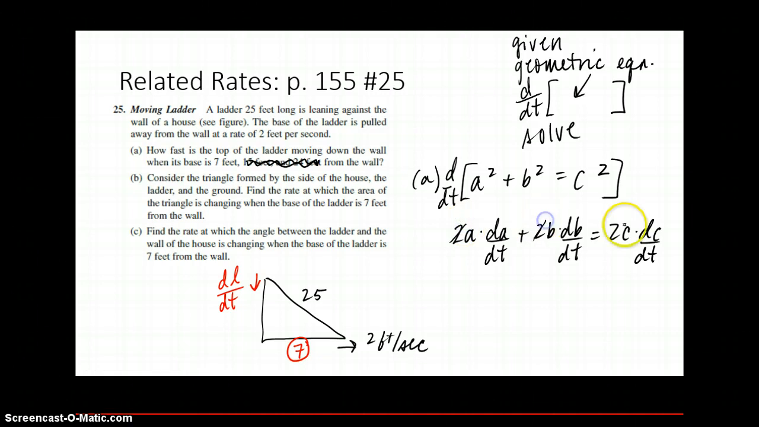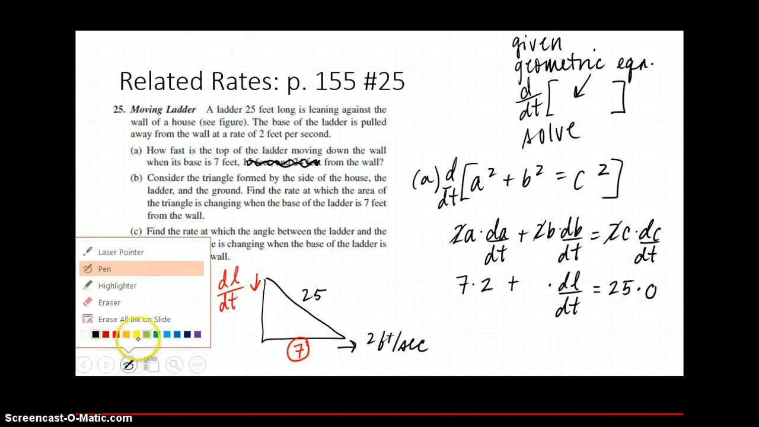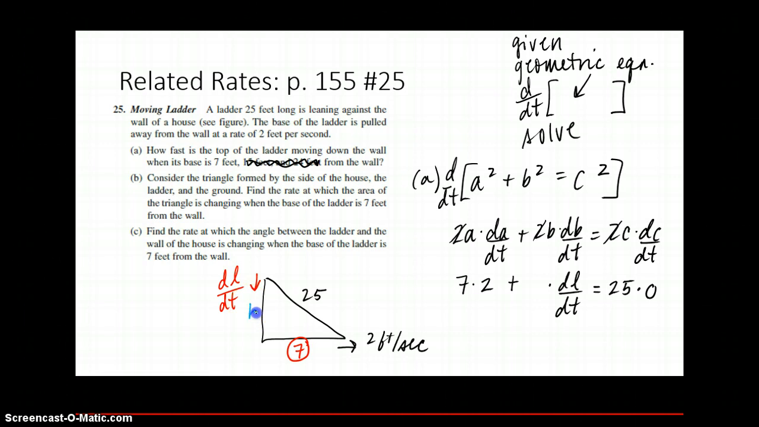Okay, all the 2's will cancel each other out, and now let's start filling in our information. A and B just represent the side lengths. I know that when the ladder is 7 feet from the house, it's moving away at a rate of 2 feet per second. I'm looking for this rate. And the length of the ladder is 25 feet, but we know its rate of change is 0. The length of the ladder isn't changing at all. So we still need, what is this side length that we're calling B in the equation?